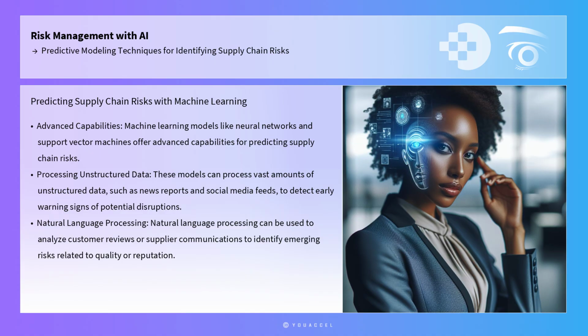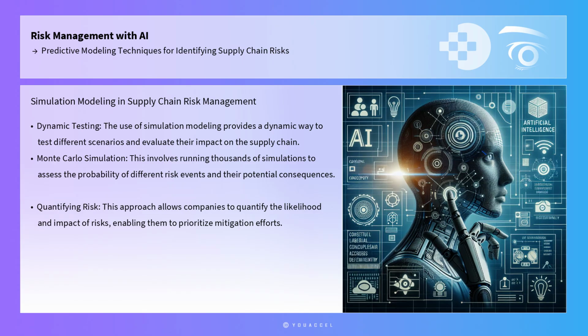Machine learning models, like neural networks and support vector machines, offer advanced capabilities for predicting supply chain risks. These models can process vast amounts of unstructured data, such as news reports and social media feeds, to detect early warning signs of potential disruptions. For example, natural language processing can be used to analyze customer reviews or supplier communications to identify emerging risks related to quality or reputation.